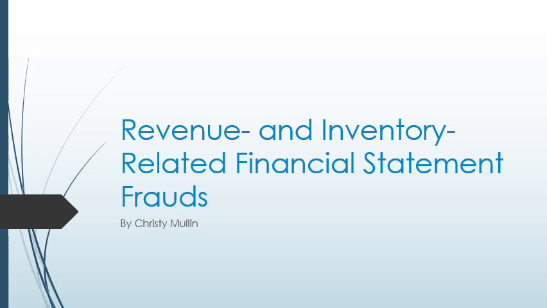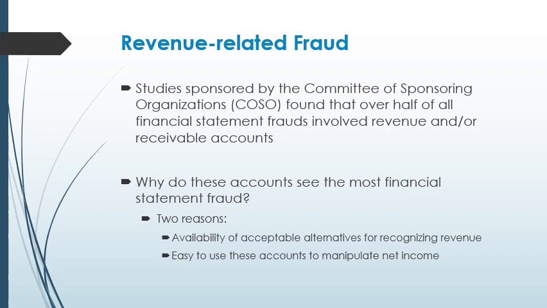I thought this chapter was pretty interesting because we're starting to see everything that we've learned in previous chapters come together to learn how to detect specific types of fraud. So let's get started. As we saw in Chapter 11, studies sponsored by the Committee of Sponsoring Organizations found that over half of all financial statement frauds involved revenue and or receivable accounts, making them the most common account manipulated in financial statement fraud.